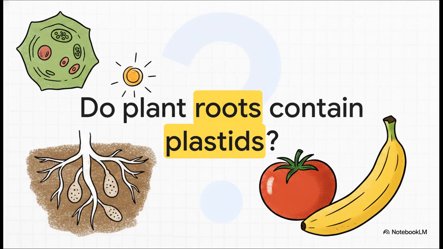Think carefully. The answer is actually Reno. While Rohit is right that roots don't use chloroplasts for photosynthesis, the term plastids is a broad category. Plant cells also contain other special plastids called leucoplasts and chromoplasts. Leucoplasts are non-pigmented, and they are absolutely present in roots to store essential nutrients. So Reno totally hit the nail on the head with her biology.